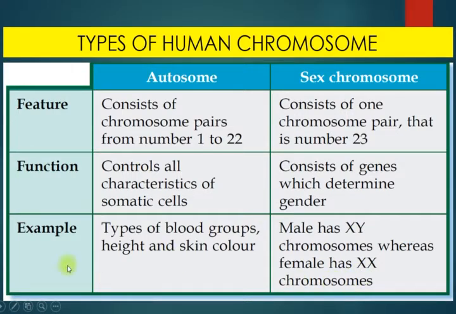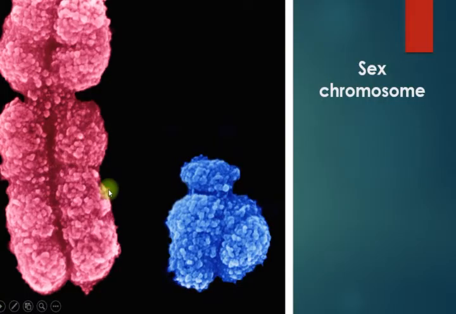Okay, let's take a look at the karyotype here. Before that, we go to the sex chromosome. So this is referred to the sex chromosome. This is the X chromosome, and this one is the Y chromosome. X chromosome, Y chromosome.